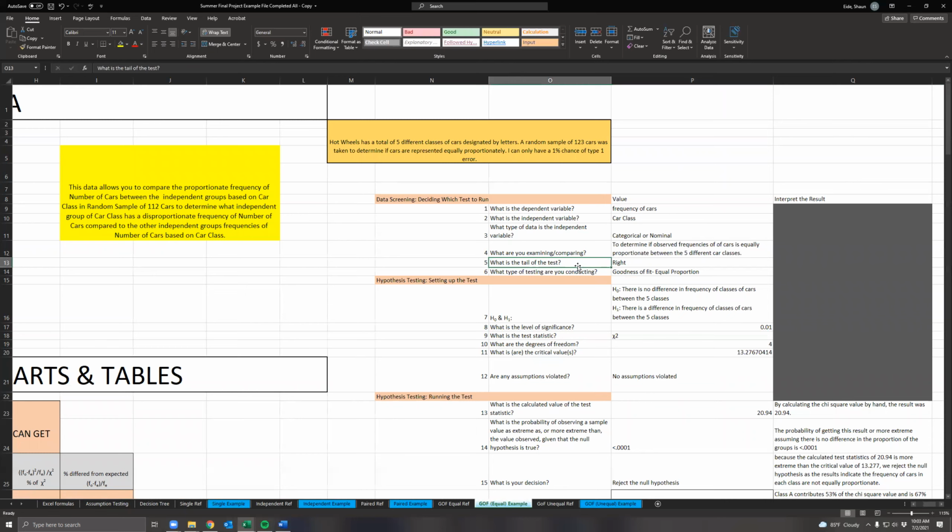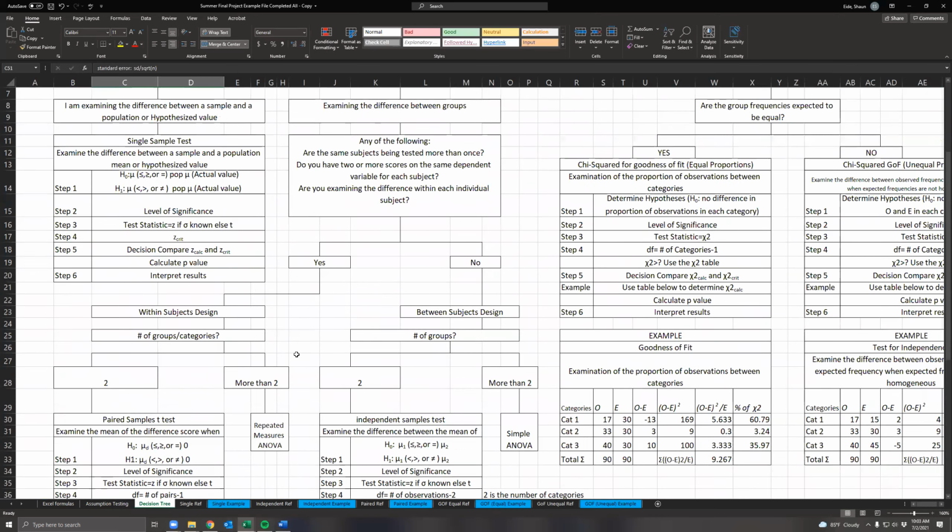Okay, and then next, what is the tail of the test? Right tail test, and the reason why it's a right tail test is because all goodness of fit for equal proportions are right tail tests. But that being said, let's determine why it is that we're running a goodness of fit for equal proportions. In order to do that, we're going to go to the decision tree.